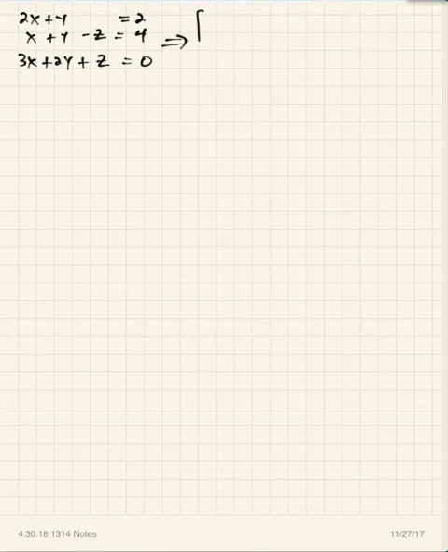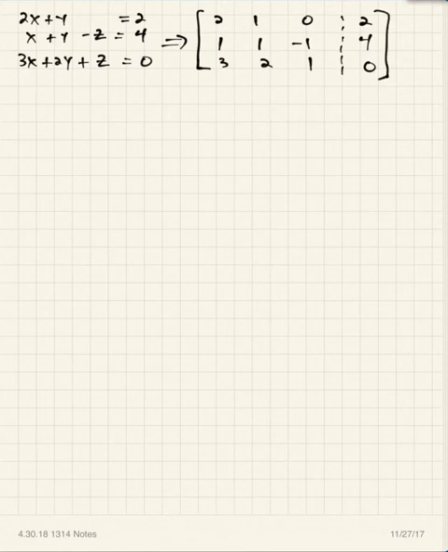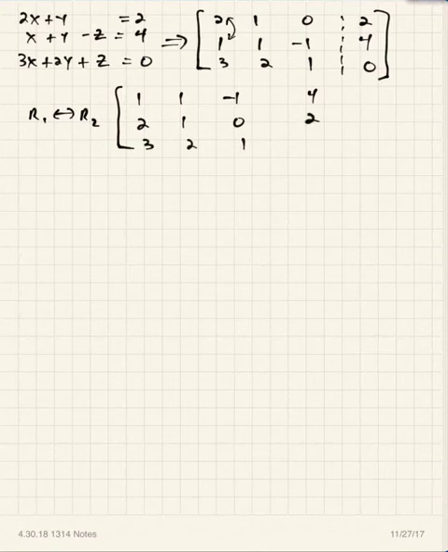The matrix here is 2, 1, 0, 2. 1, 1, negative 1, 4, and 3, 2, 1, 0. So one more problem. I want a 0 and a 1 in that first entry. I need to swap out these 2. So I'll swap out rows 1 and 2 here. Makes sense to do that. So I swap out rows 1 and 2.